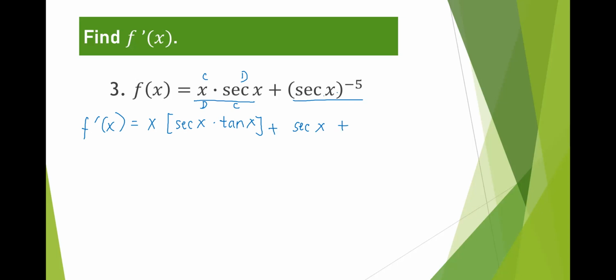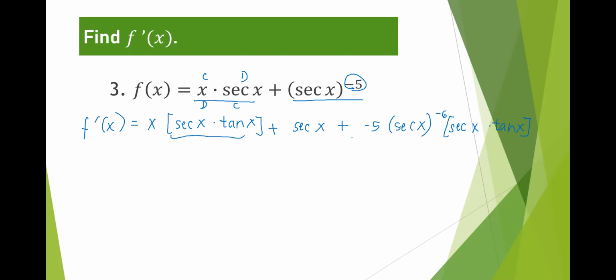Plus, ito naman, function raised to a power. That will lead to our chain rule. So, bring down the negative 5. Secant x will be raised to negative 5 minus 1, which is negative 6. Tapos, derivative is again, derivative ng secant x, tan x. Sorry, medyo malabo yung sa may green portion.